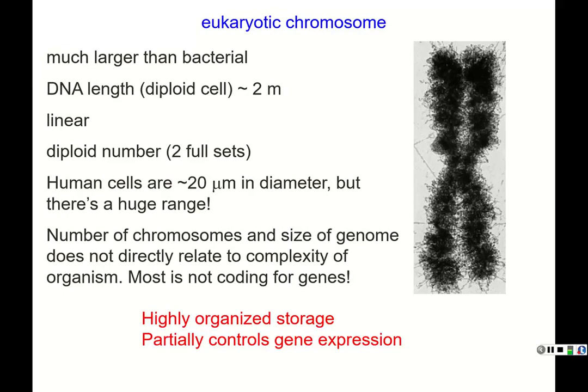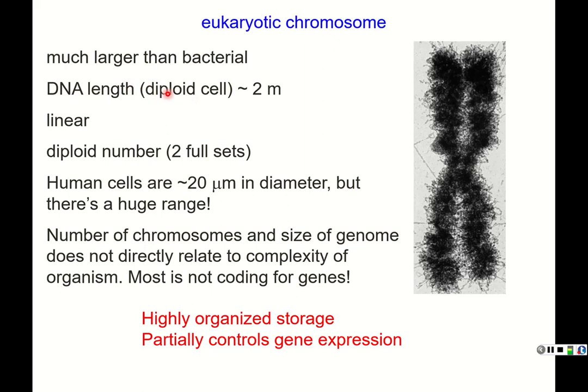Eukaryotic chromosomes are obviously much larger than bacterial chromosomes. And the DNA length in a typical eukaryotic cell is about 2 meters. Okay, so that's about 6 feet long. And you can imagine one cell is very, very small, so fitting that much DNA into one cell is hard to do.